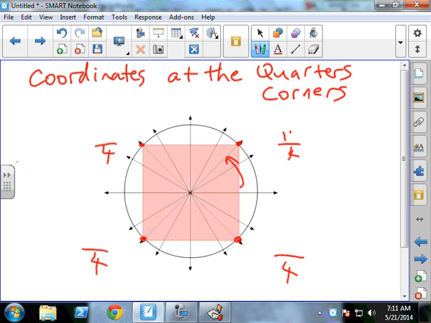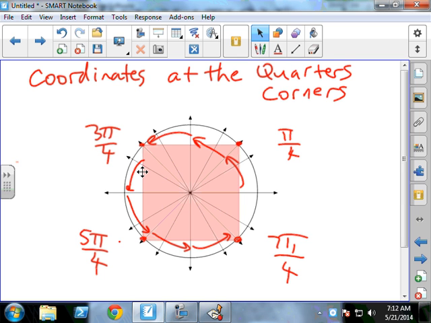1 pi over 4. 2 pi over 4 we don't need to write because that's got a different fraction. So then we're at 3 pi over 4, right? And then 4 pi over 4 we don't write because that's just pi. And then this one's 5 pi over 4. We go another 45, and that's at 6 pi over 4, but the fraction's different. So then we're back to 7 pi over 4, okay?